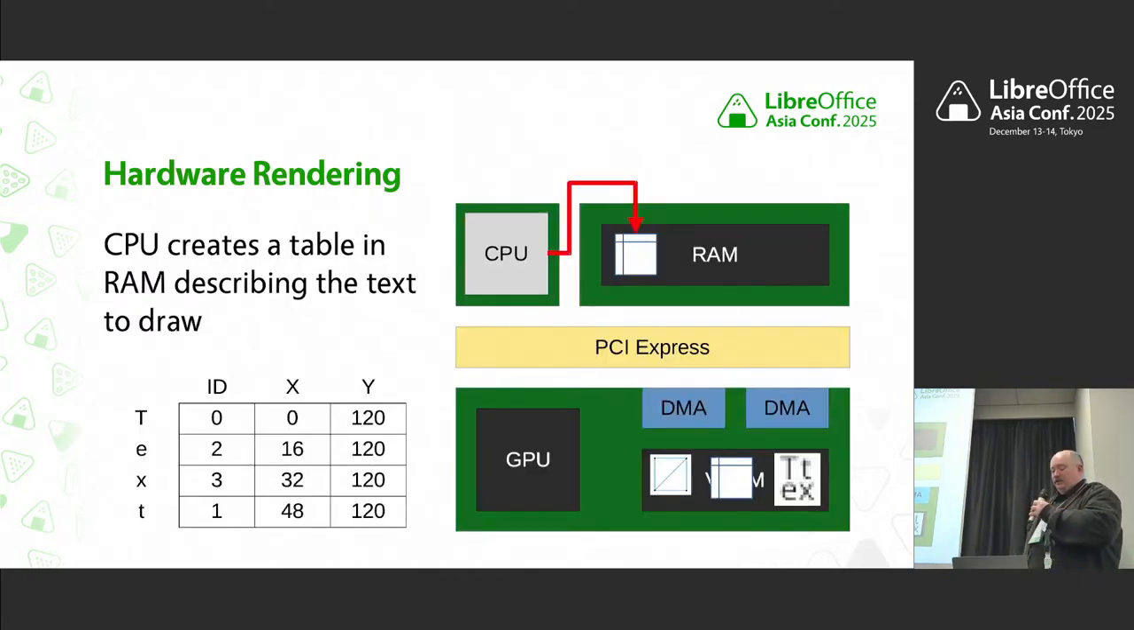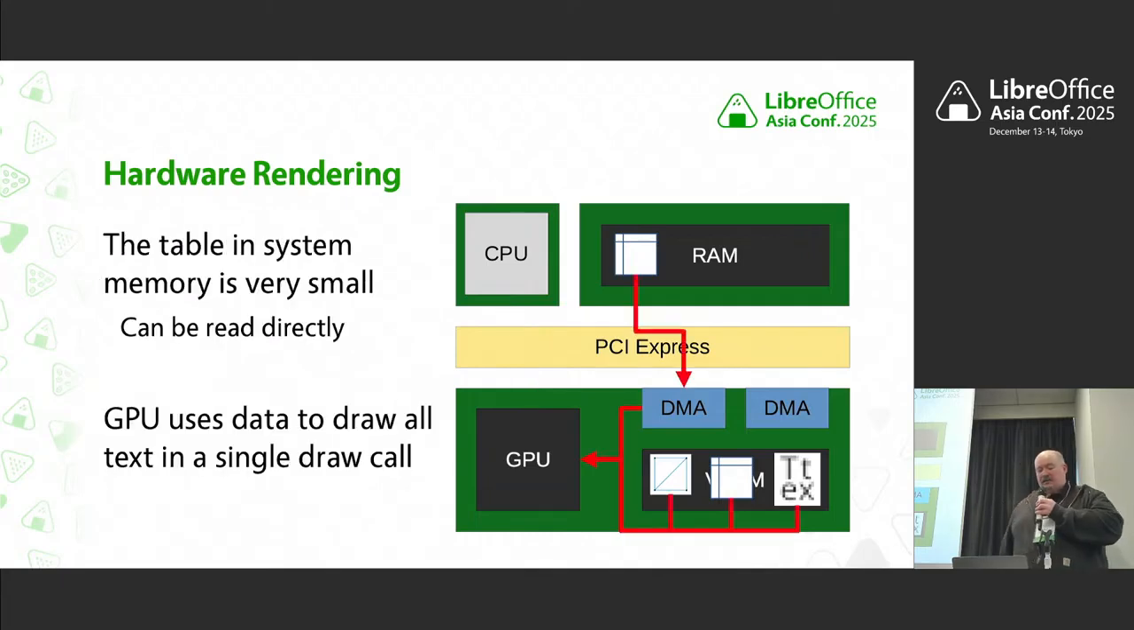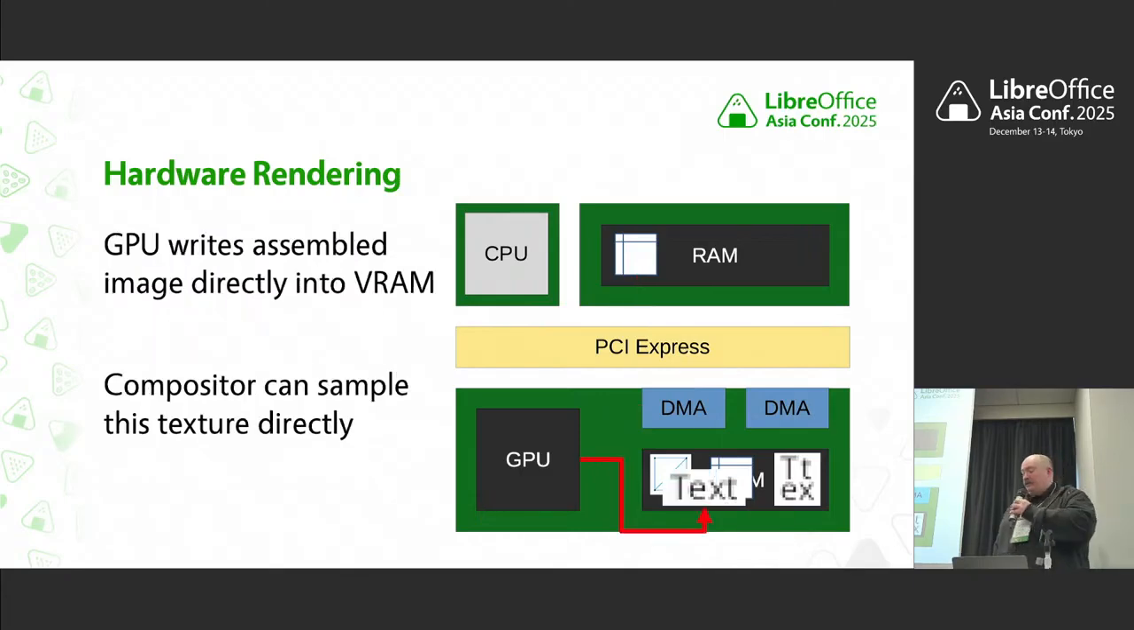So to actually render this text, all we need is a very small table. This is 12 numbers. And we get this data more or less directly from HarfBuzz. So we store this table in memory, and then we tell the GPU to do an instance draw using that data. So what that will do is tell the GPU to automatically grab all of these resources we've created, along with our table in memory, and draw all of the text to a frame buffer in a single command. So this is extremely efficient and can be done without any additional CPU involvement.